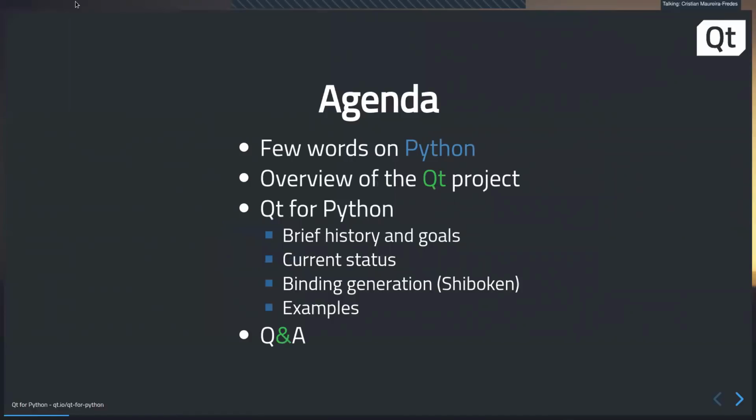So, as I said, I would like to emphasize a few points first of Python. Then I would like to go and give an overview of the Qt project. And then we will dive into Qt for Python. And for this, I also would like to touch on topics like the history of the project, why we are doing this, and what the plans are for the future. And of course, we'll have a couple of examples that I will try to show you later, in a live coding session.